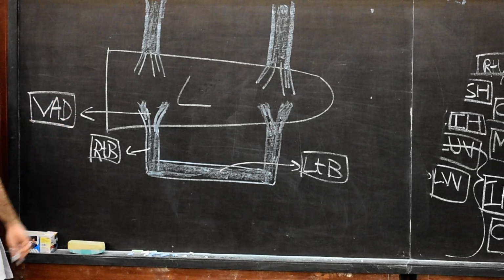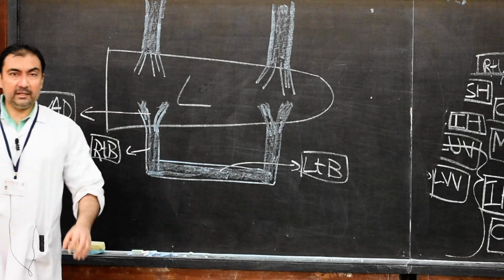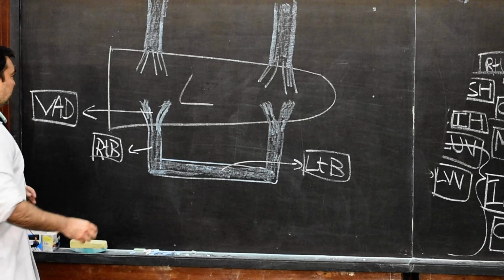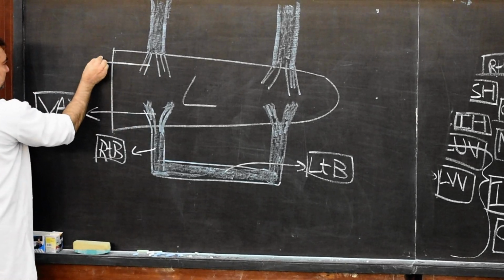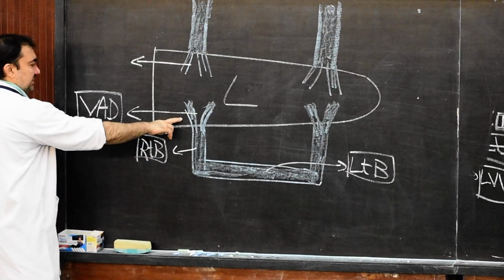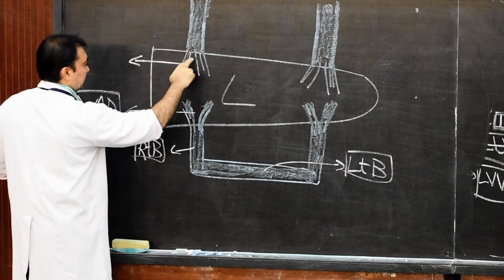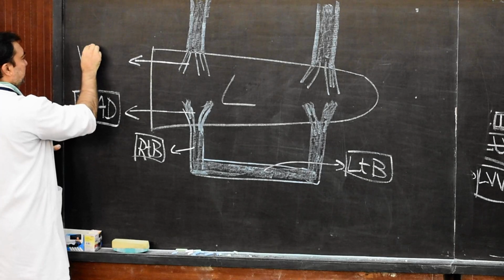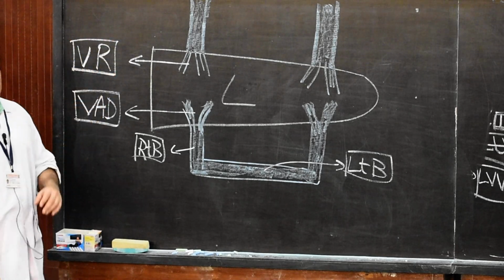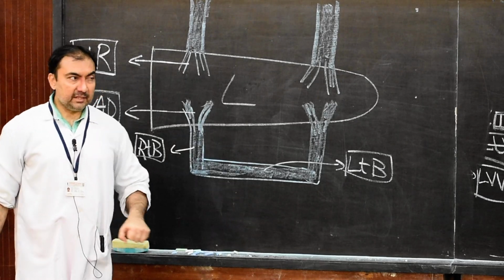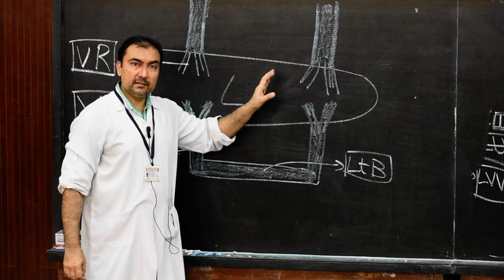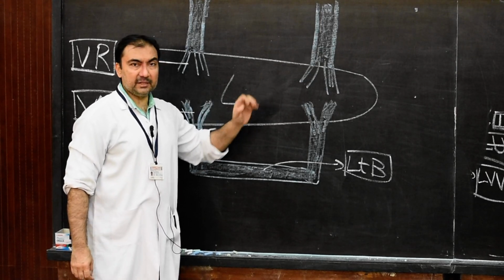advehentes. This is the word venae, V-E-N-A-E, venae advehentes, A-D-V-E-H-E-N-T-E-S. And these channels, which are the efferent channels, will be known as venae revehentes, R-E-V-E-H-E-N-T-E-S. These are the names given to the broken channels of the right and the left vitelline veins in the liver, in the intrahepatic portion.